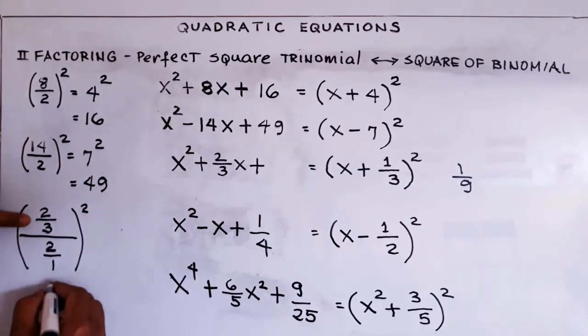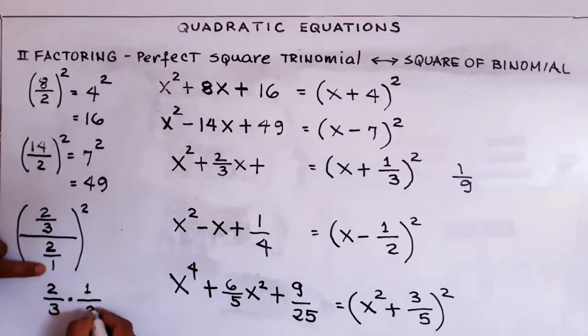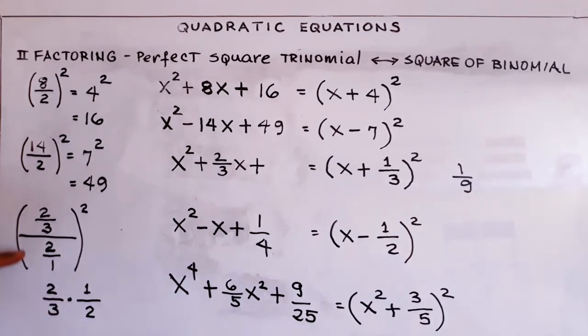We write the numerator here, 2 over 3. Do not invert this one. This division will become times, and we'll put the reciprocal of 2 over 1. Reciprocal means the 1 here will go up here, and the 2 which is up here will go down. That is the reciprocal of 2. It's 1/2. And division now is times.